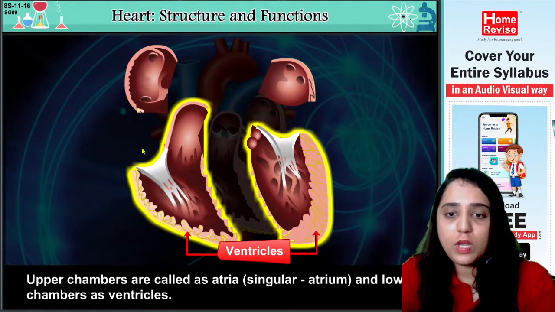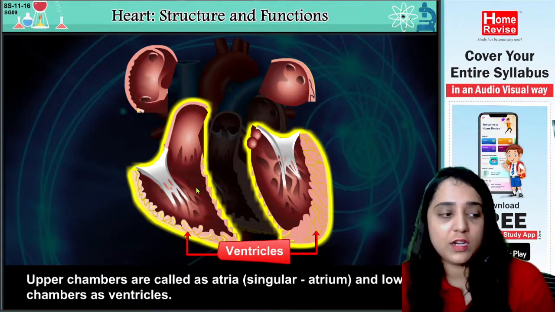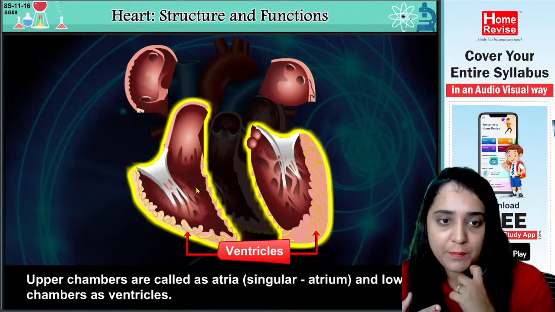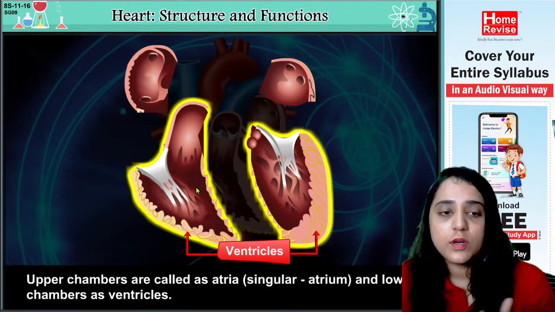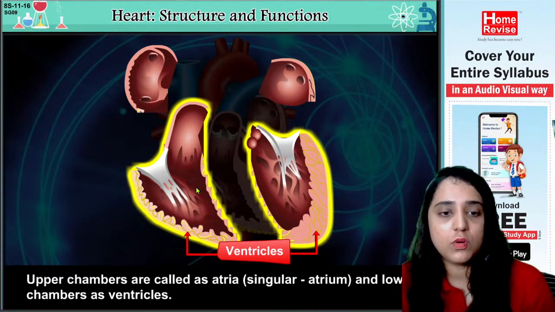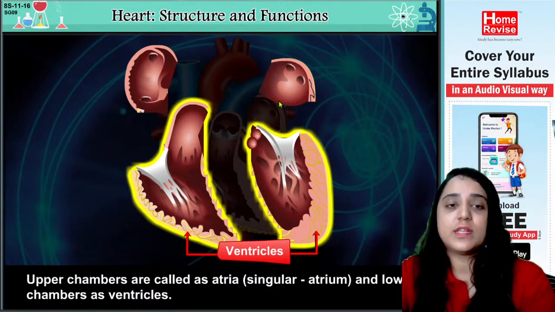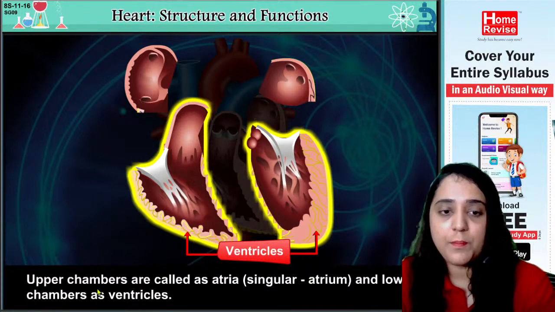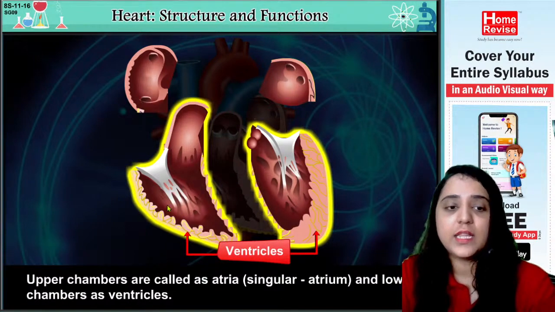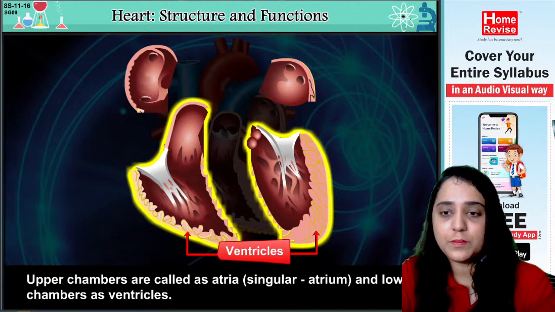Again, I repeat, the whole heart is divided into two parts, and further the left hand side compartment is divided into two, the upper chamber and the lower chamber. Same goes for the right hand side. Now they have specific terms for these: the upper chambers are called the atria and the lower chambers are called the ventricles. And if I am considering only the upper one, it is called atrium. Okay, let's move on to the next thing.